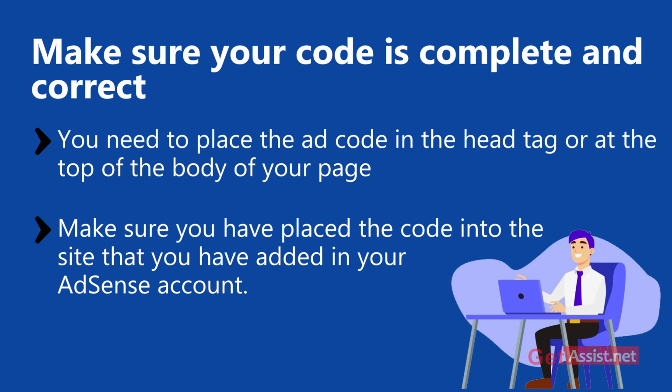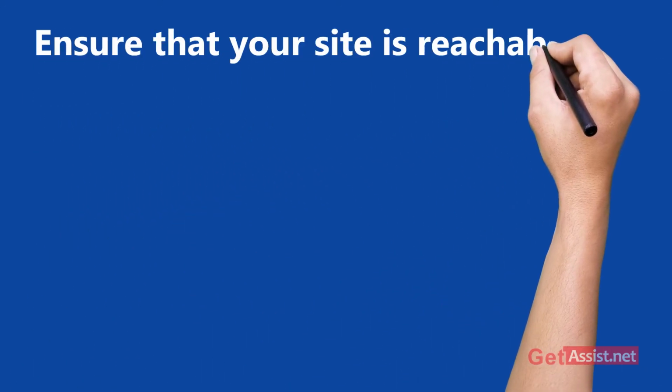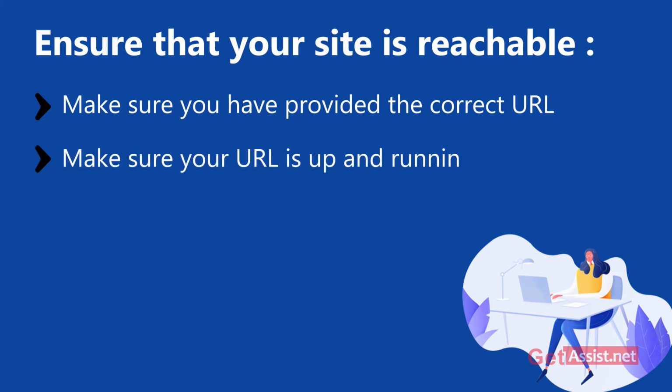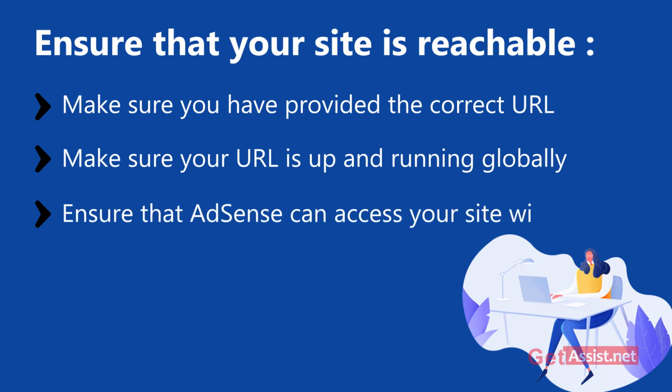The second important thing is to ensure that your site is reachable. Make sure you have provided the correct URL. If your site is down or is not loading properly, Google will be unable to review such sites. So make sure the URL you use to sign up for the AdSense account is up and running globally. Also ensure that AdSense can access your site without a password, as your site would be unavailable if you need a password to access the website.